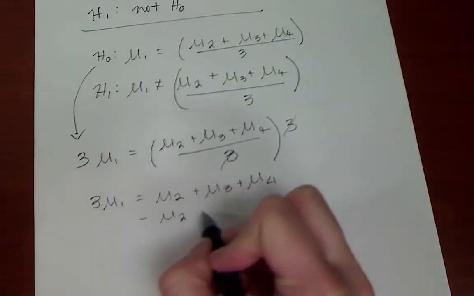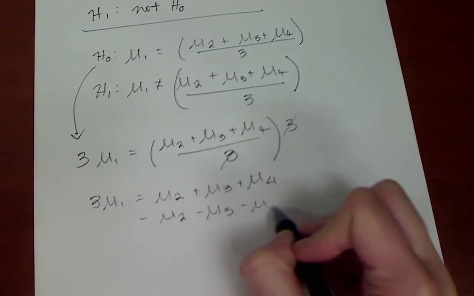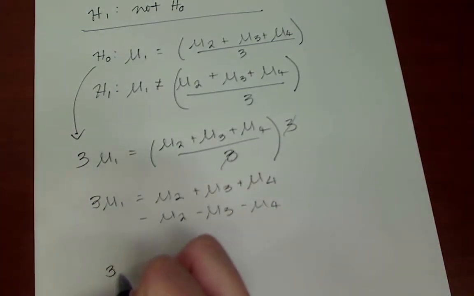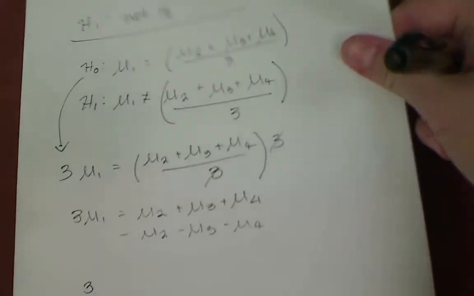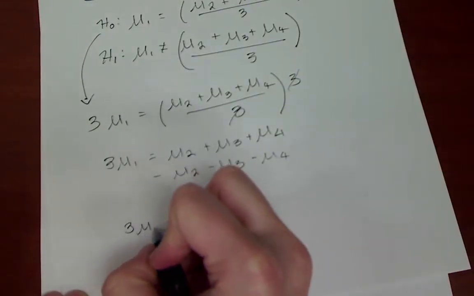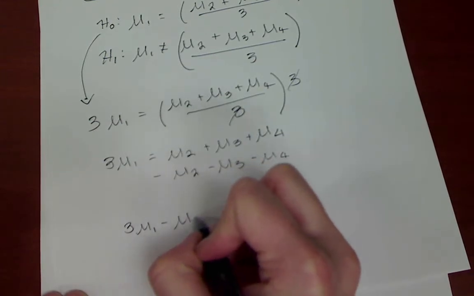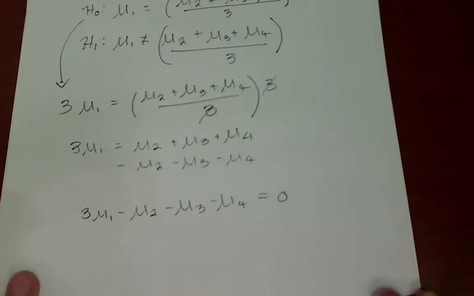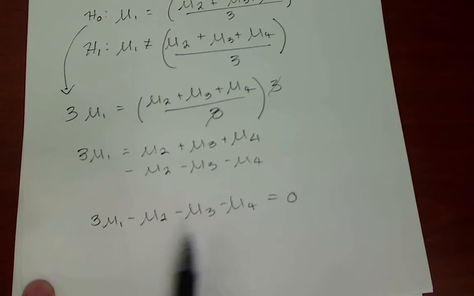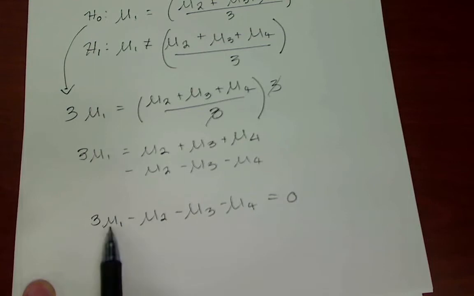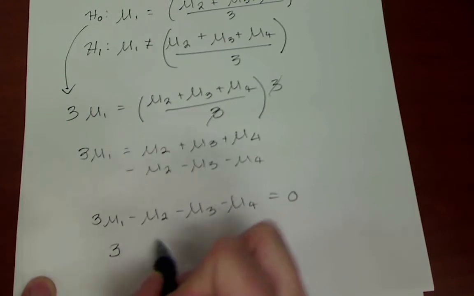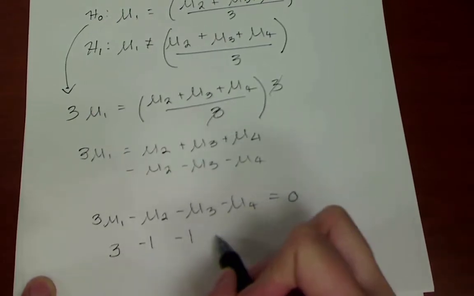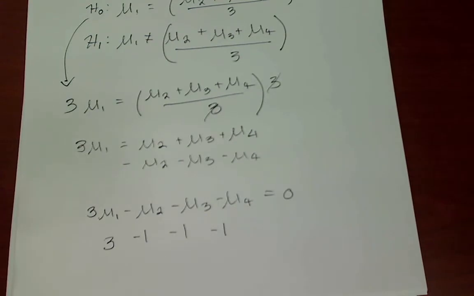So minus mu2 minus mu3 minus mu4. So when we do that, we get 3 mu1 minus mu2 minus mu3 minus mu4 equals 0. Okay, and then we're at the point where we can get the weights for our contrast codes, and it's just going to be the number out in front of these terms. So in this case it's 3, and what's in front of the others is -1. So we end up with 3, -1, -1, -1, and we have the first set of contrast codes.